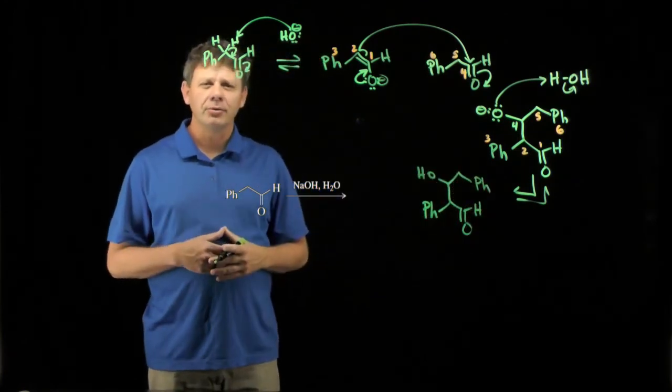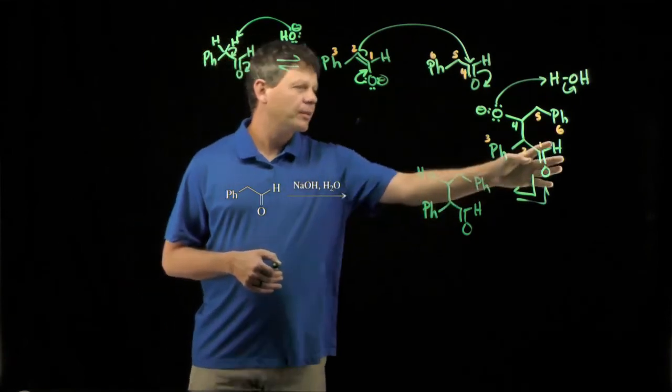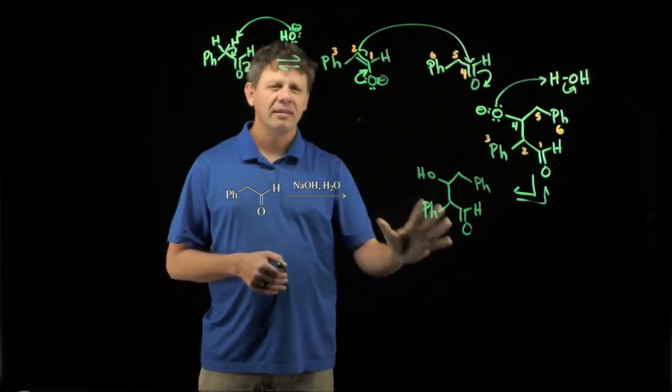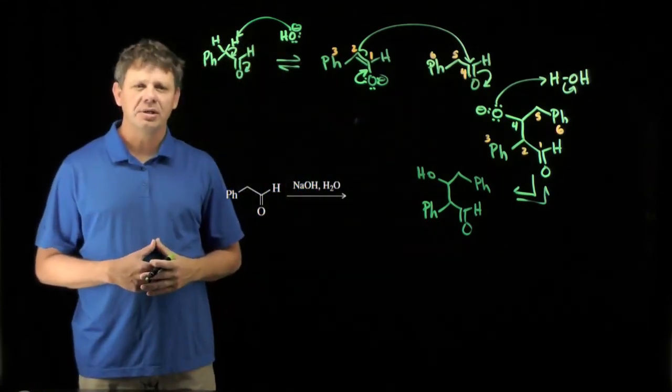We could number to make sure that the product is still correct, but the numbers should still work out. 1, 2, and 3, 4, 5, and 6. This is the product of the reaction on screen.